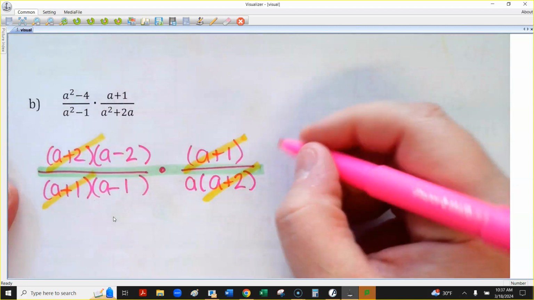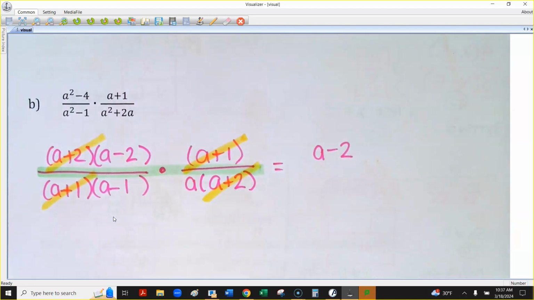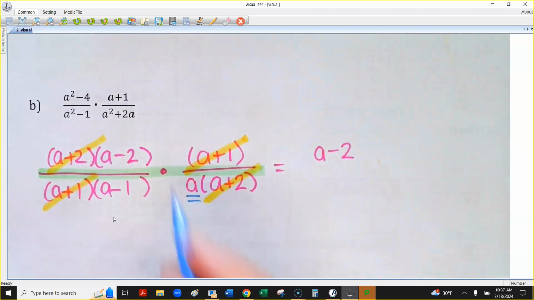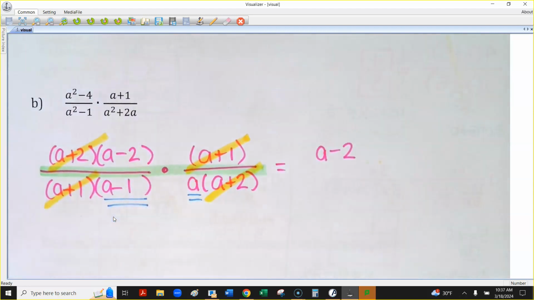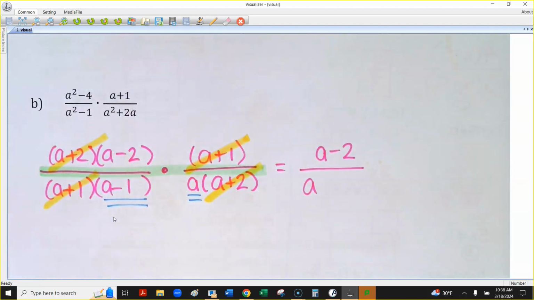So on the top, I just have a minus 2. You really don't need the parentheses anymore, because that's all that's left on the top. Now, what's left on the bottom here, I do just have an a right here, and then I also have this a minus 1. Typically, if you have just a plain number or a plain variable, you would write that first. So I would write a. I am going to leave this in factored form.